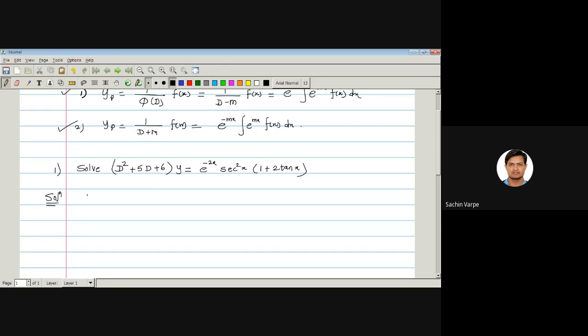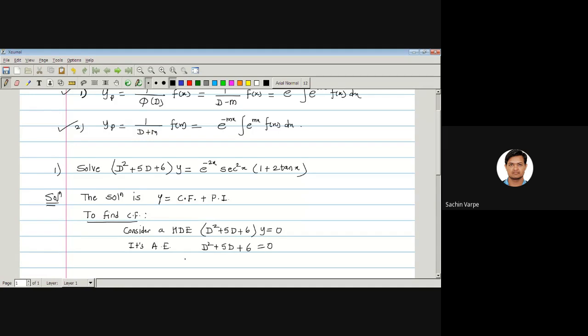What is its solution? The solution is y, the dependent variable, equals complementary function plus particular integral, right? What do we do to find the complementary function? Yes, the auxiliary equation. To find the CF, consider the homogeneous differential equation, which is nothing but the right hand side being 0 in the given equation. So that is (D square plus 5D plus 6) y equals 0, and hence its auxiliary equation is D square plus 5D plus 6 equals 0.